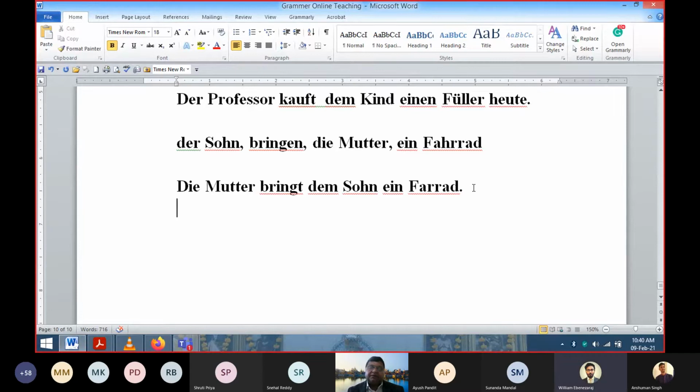Is Fahrrad male or neuter? Sir, Fahrrad is male or neuter? Male or neuter, don't ask like this. Either you ask masculine, feminine, neuter. So Fahrrad is neuter gender, okay?